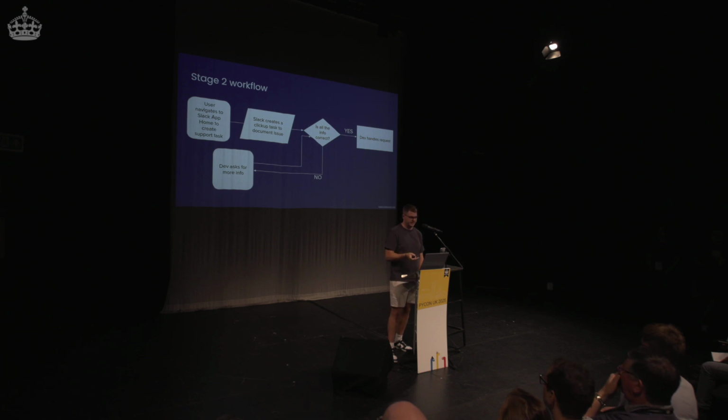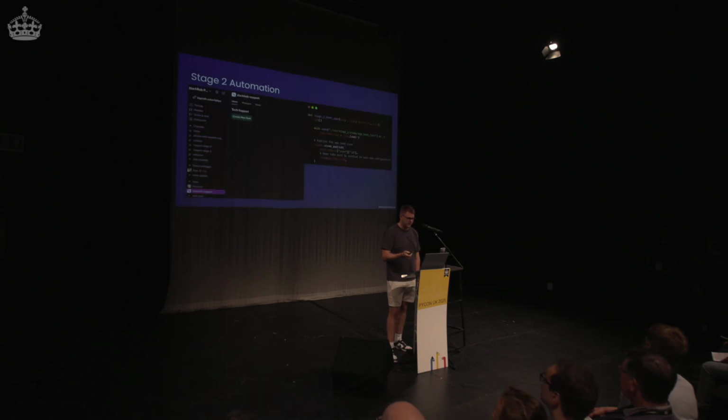Essentially, the rest of the flow was fairly similar. Slack would go and create a ClickUp task. Then you'd still potentially have a little bit of back and forth, but with some more information and more handling from our side, there was less of it. And then you still have to actually handle the request. What did this look like?